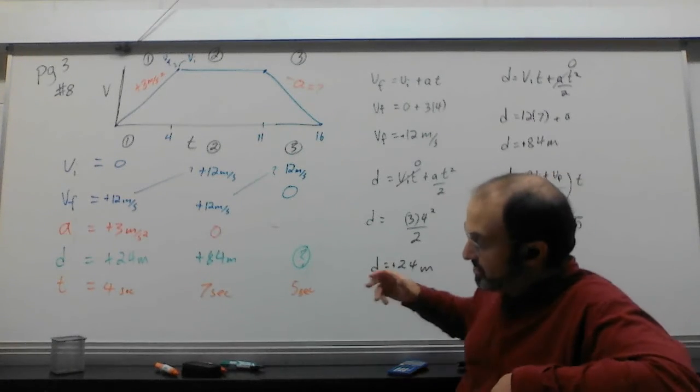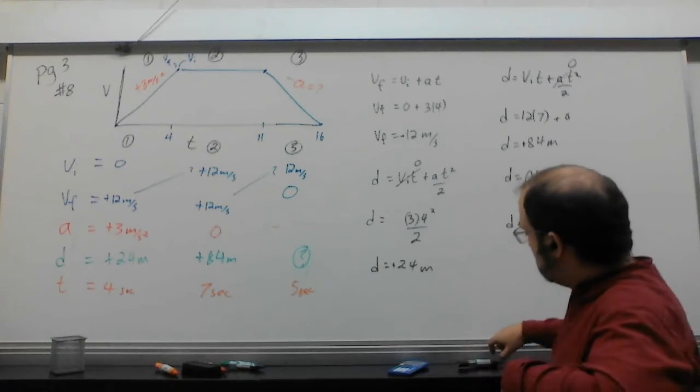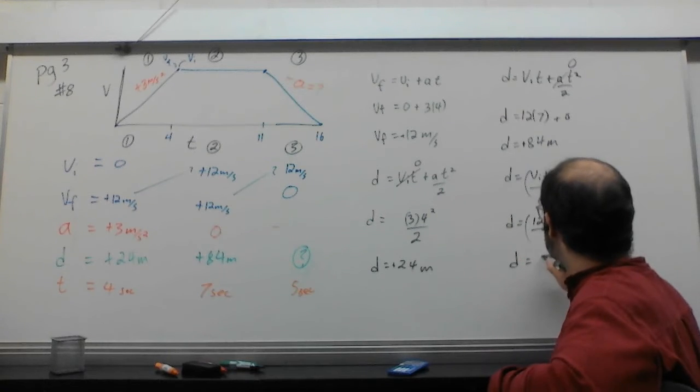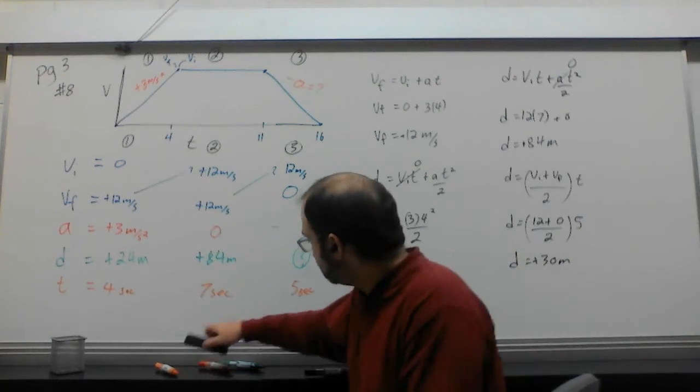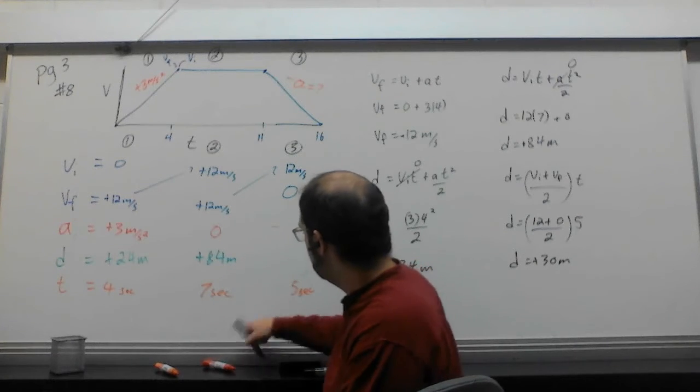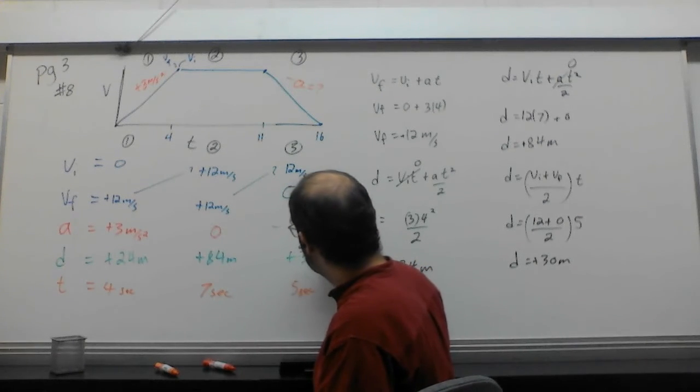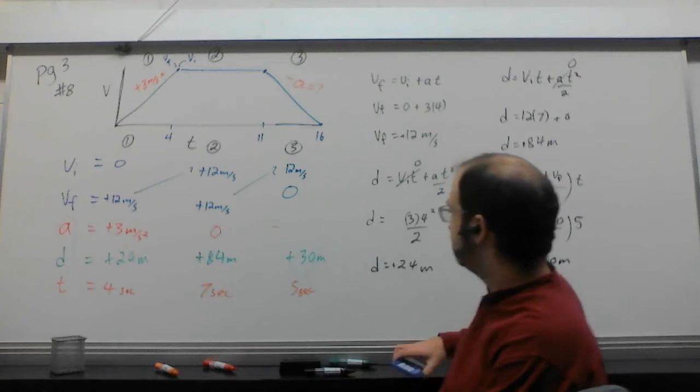So 12 divided by 2 is 6. 6 times 5 is going to be 30. Hopefully, I think I can do math. Sometimes I can do math. We erase, and we go plus 30 meters.